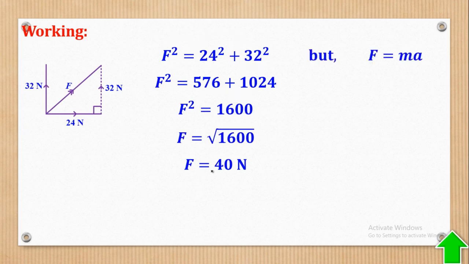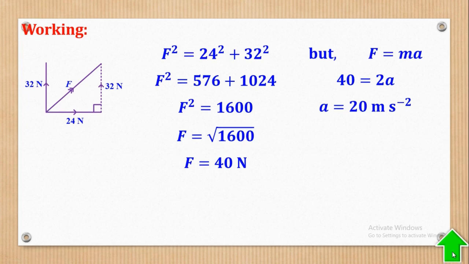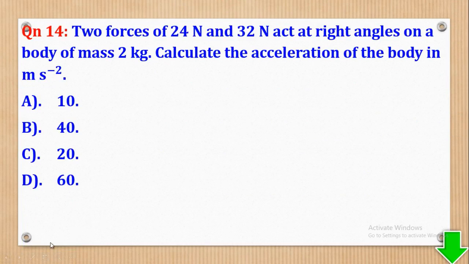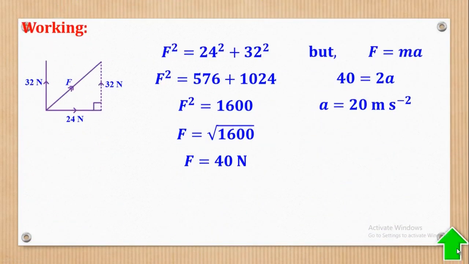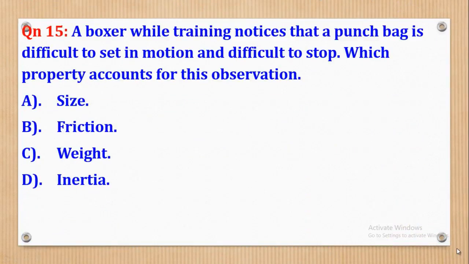Therefore remember that F is equal to MA, so I'll substitute for F and for M and make A the subject, which will be 20 meters per second squared. So I'll go back and look for the option which has 20, and that is option C. So that was question 14. Now we shall go to question 15.